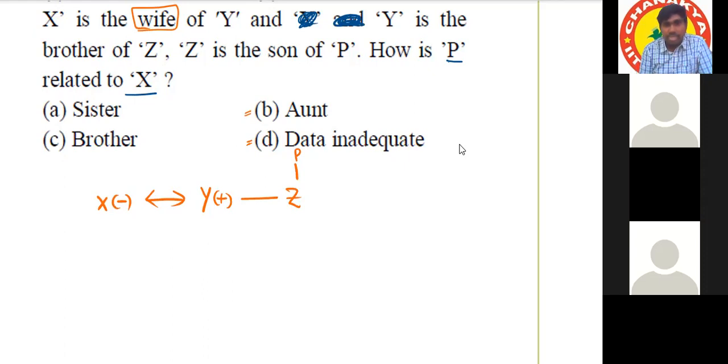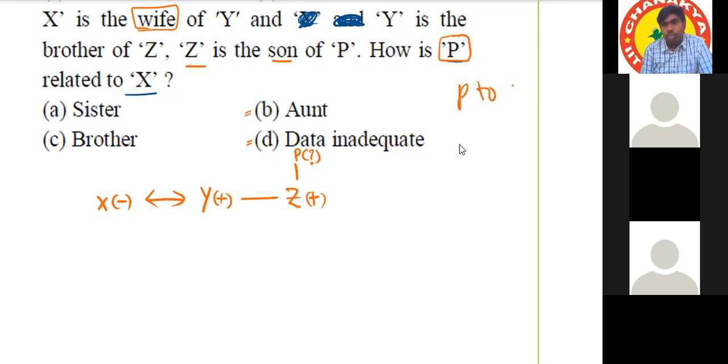And then Z is the son of P. From this statement, we can say Z's gender. So Z is a male. Here the data is completed, but here we don't know this information. The question is, how is P related to X? So if P is a male, and X is a female, right? So we don't know actually.